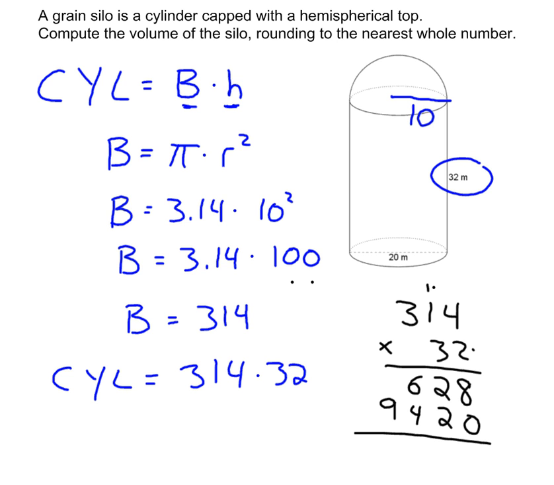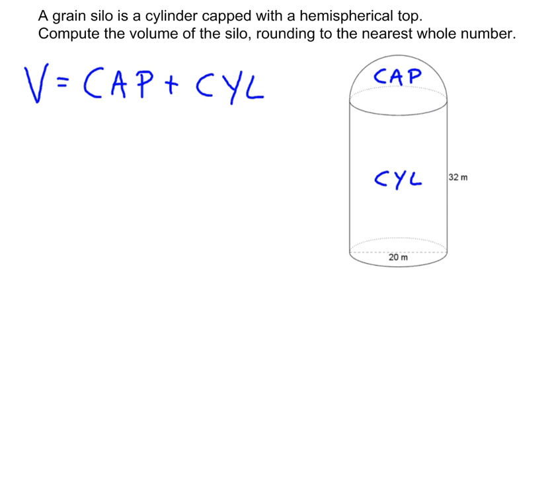Now we add these together. 8 plus 0 is 8. 2 plus 2 is 4. 6 plus 4 is 10. And 1 plus 9 is 10. So this says that the volume of the cylinder is 10,048 cubic meters. Now our last step will be to add these two numbers together to get the total volume. So now we'll go back to the original. So the volume is that of the cap, which is 2,093, plus that of the cylinder, which was 10,048.